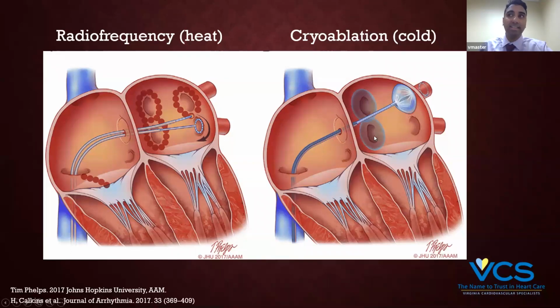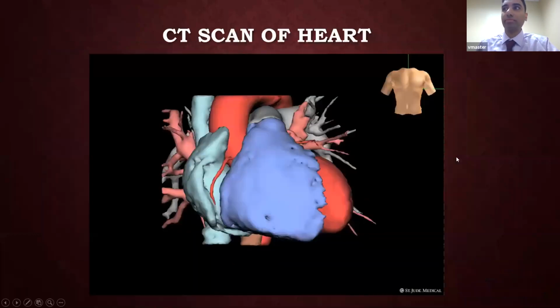And then we test in either of these cases to make sure that electricity doesn't go back and forth. And that's how we test to make sure we have block there. These two techniques are equivalent. And so some people prefer using the heat energy, some prefer using cold energy, but in treating atrial fibrillation, they are equivalent. There are other technologies that are becoming more available or being developed, but they are not very common right now, so we won't really talk about that too much.